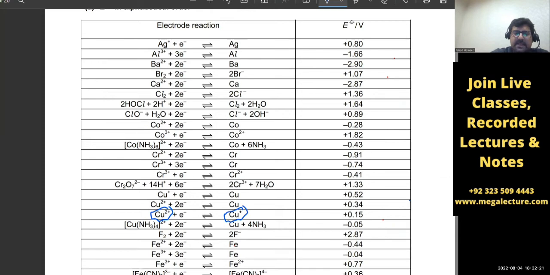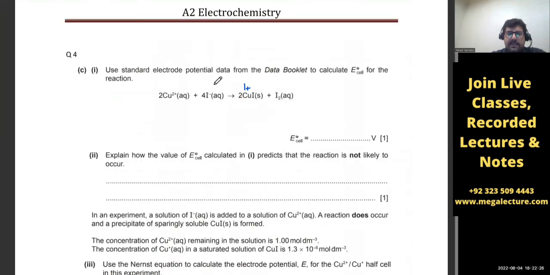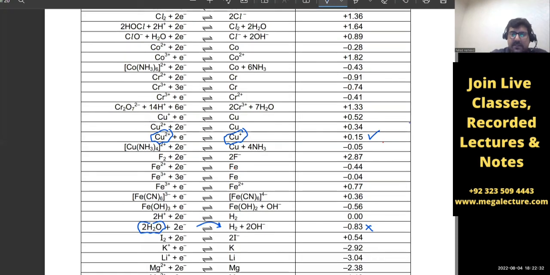So that is one of my electrodes, right? And what's the other electrode? It's I minus 1 and iodine, right? So you've got the I minus 1 iodine electrode, which must be down here, the iodine and I minus 1, right? So the reaction is happening between these two. And they're asking, is this reaction feasible or is it not feasible? Okay, that's what the question is.